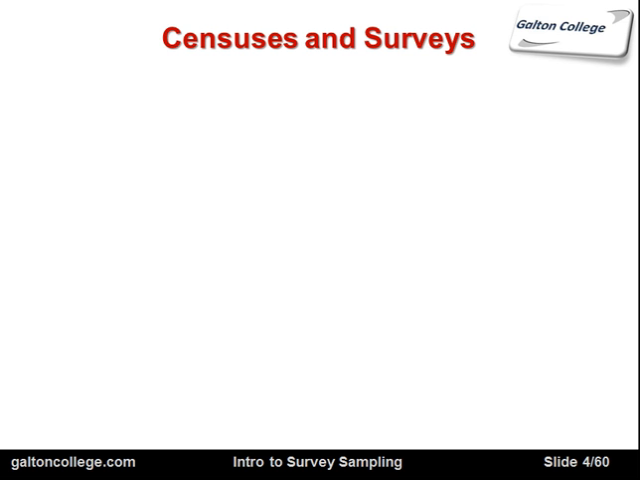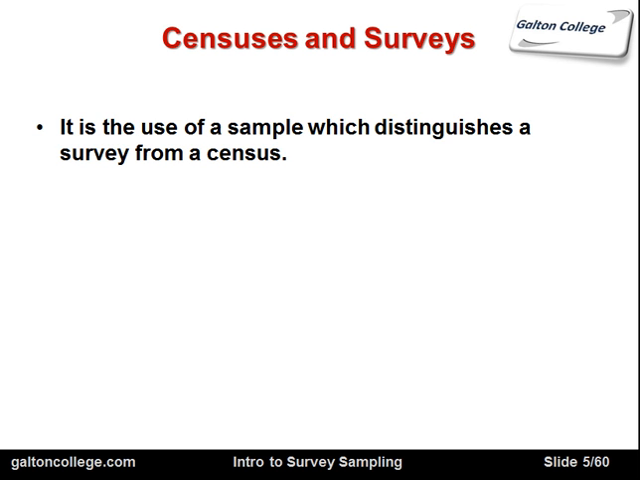Now, we need to distinguish between censuses and surveys. It's the use of a sample which distinguishes a survey from a census. We have three terms here: sample, survey, and census. The survey is the systematic approach to collecting information, as I said earlier. And if we have a sample, that's what distinguishes a survey from a census.